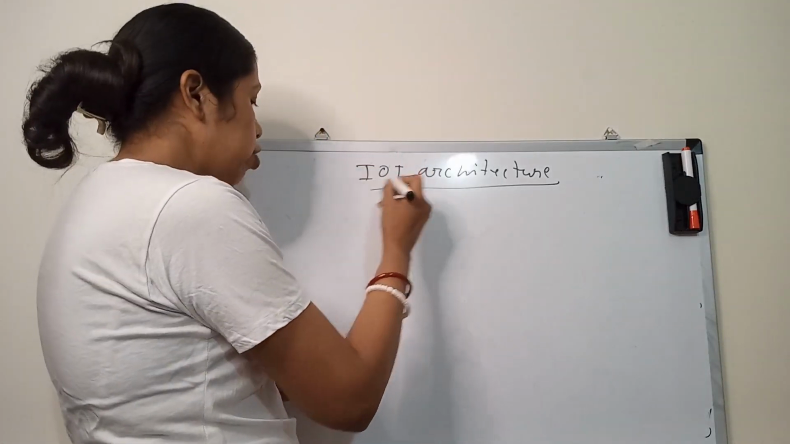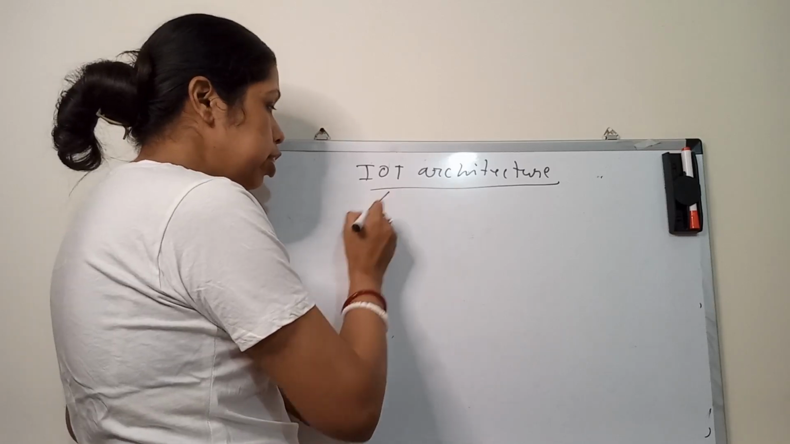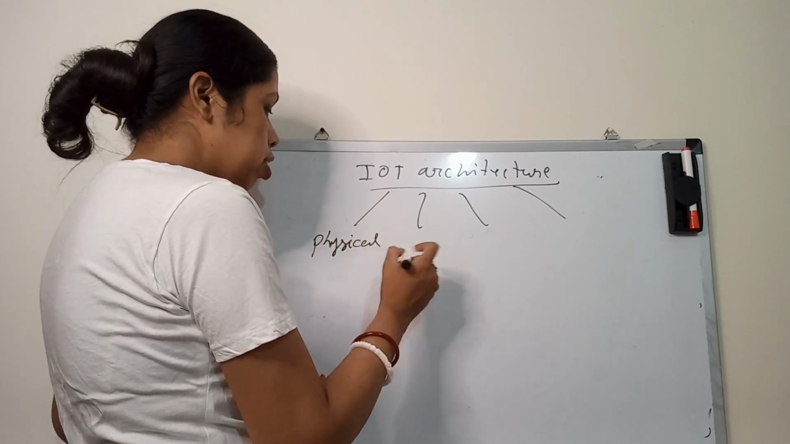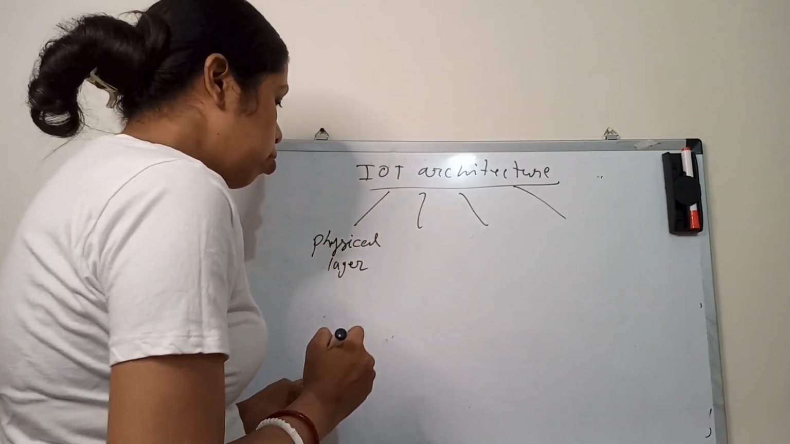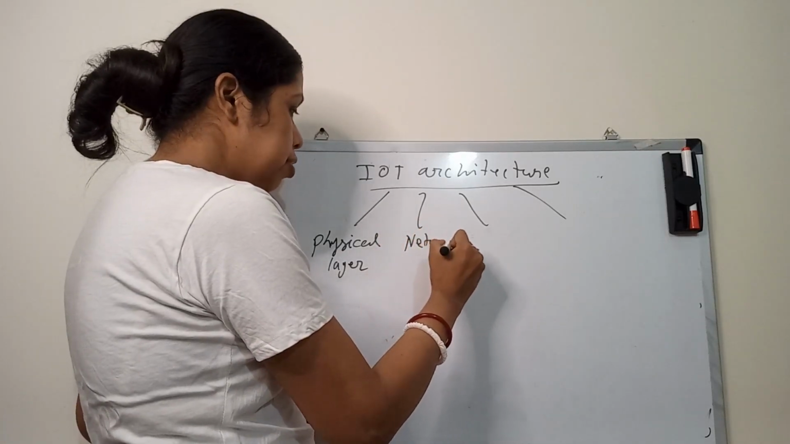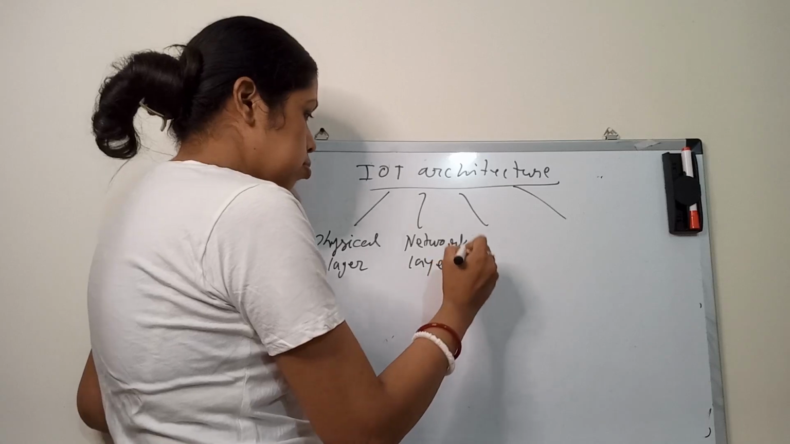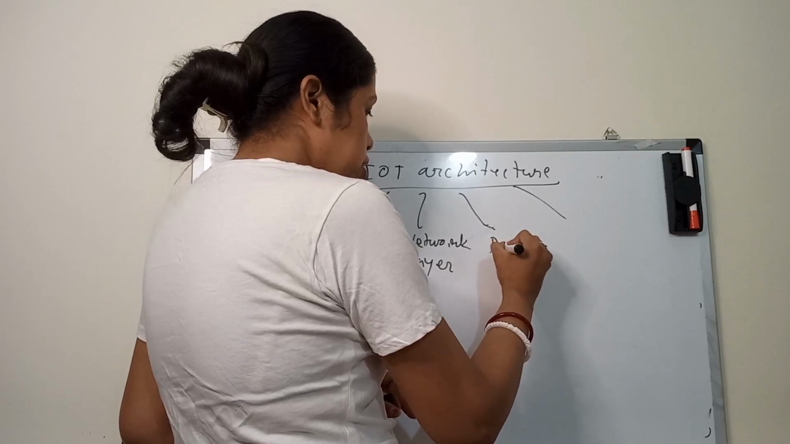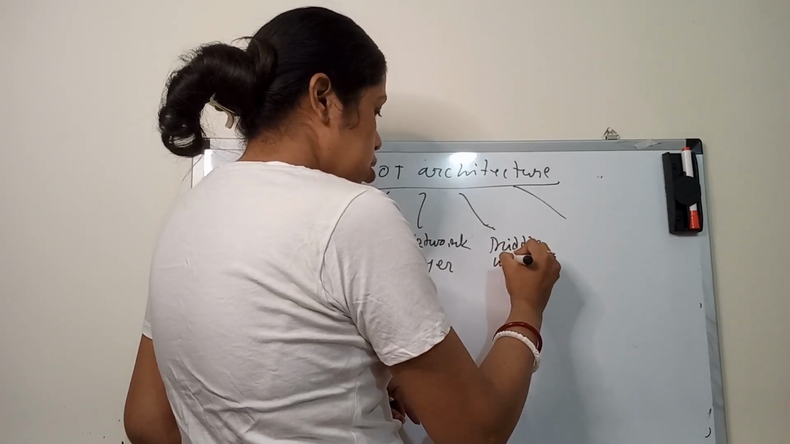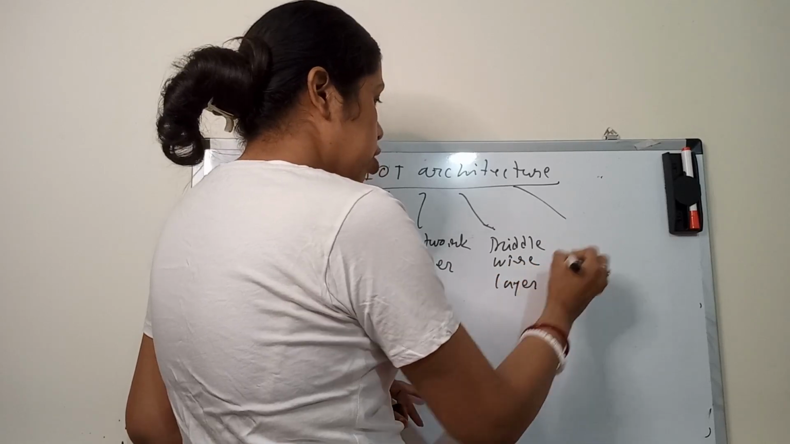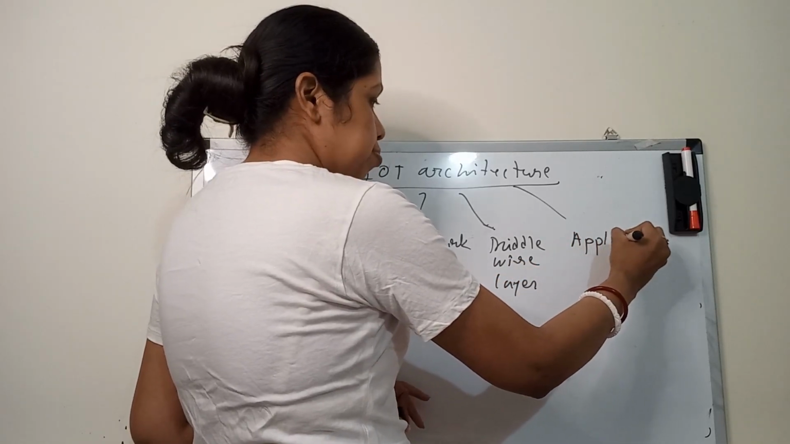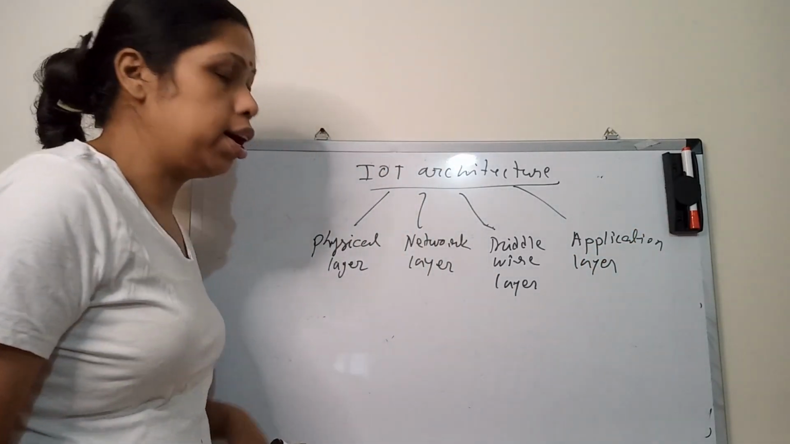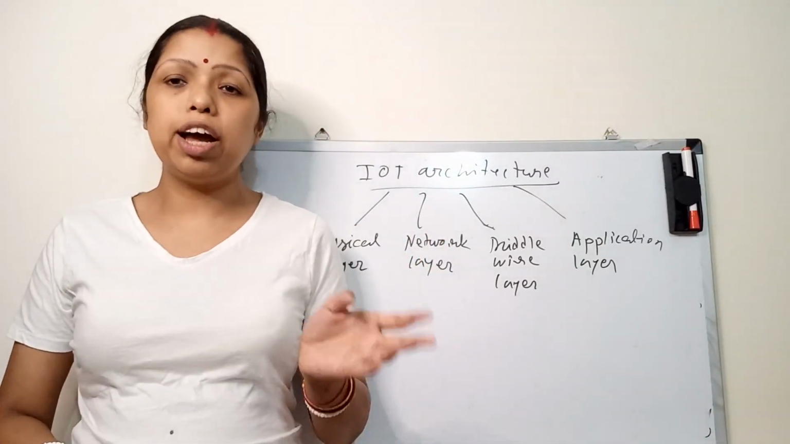The IoT architecture is divided into four parts. One is the physical layer. Next is the network layer. Third is the middleware layer. Fourth is the application layer. These are the four main layers that are important if you want to design the IoT architecture.